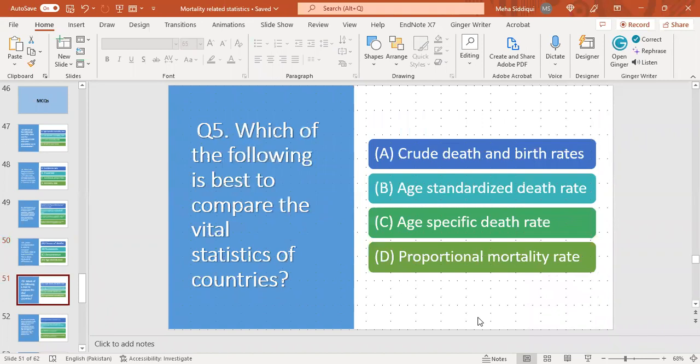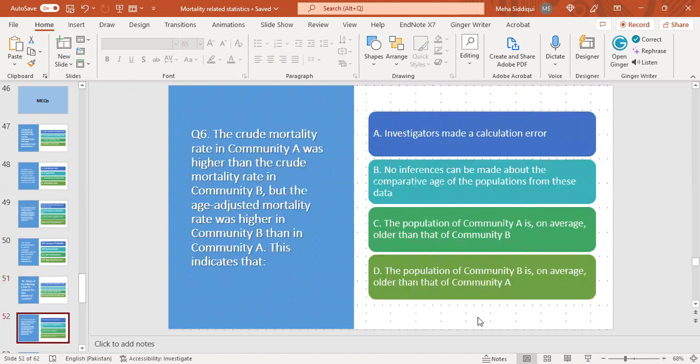MCQ number 5. Which of the following is best to compare the vital statistics of countries? Crude death and birth rates, age standardized death rates, age specific death rates, proportional mortality rate. B is the right option.